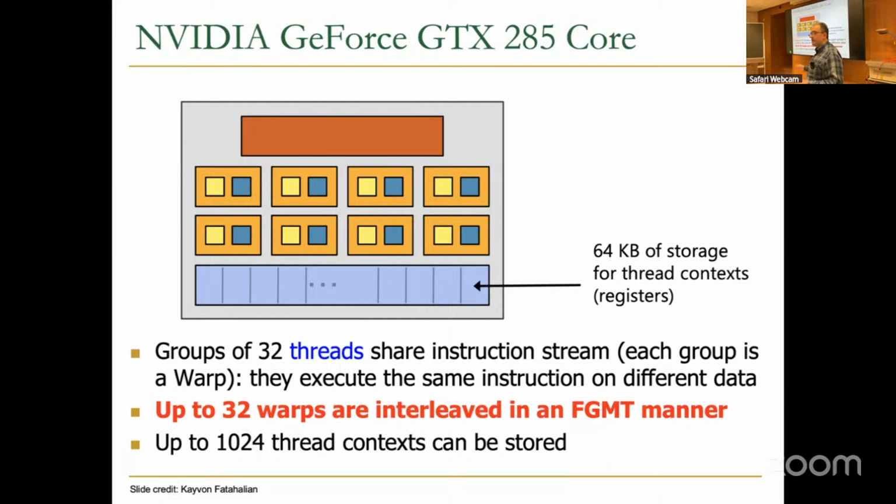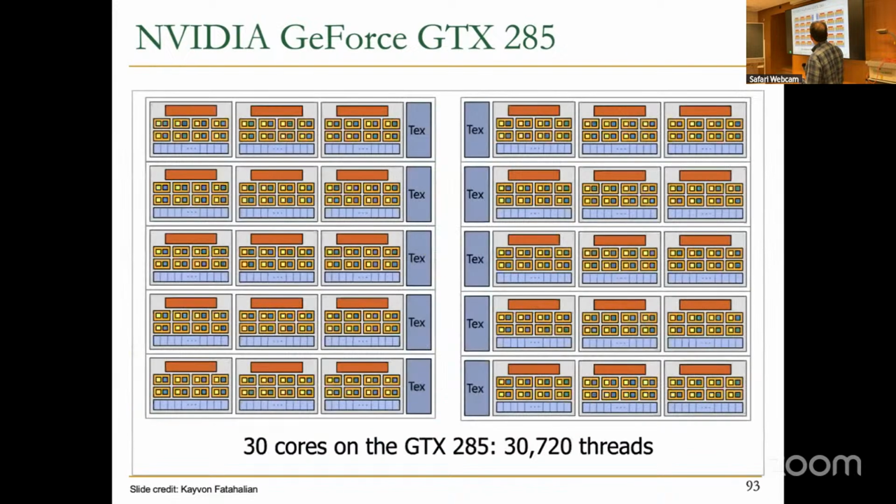Later on, in more recent architectures, I think we have a maximum of 2,000 threads, 2 to the power of 11 threads per SM. As for the architecture of the whole GPU, given the number of cores and the number of threads, in total you can run around 31,000 threads on your GPU.